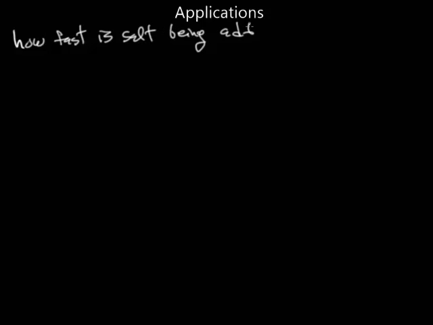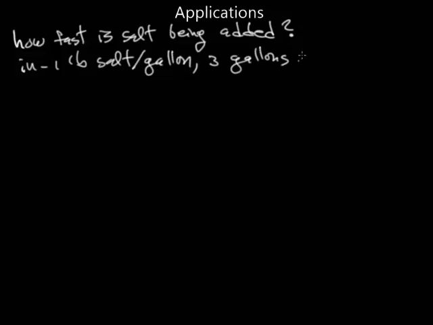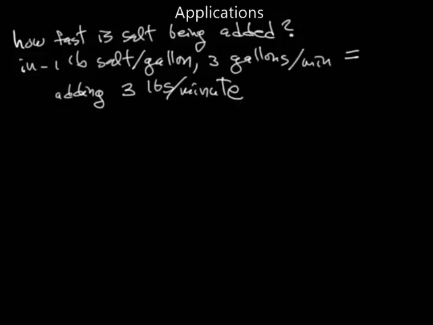So let's do the increasing part first. How fast is salt being added to the tank? Well, let's see. The water has 1 pound of salt per gallon, and it's 3 gallons per minute. So in terms of the salt, it's 3 times 1, which is to say you're adding 3 pounds of salt per minute. That's pretty straightforward. That's a constant rate, 3 pounds per minute.